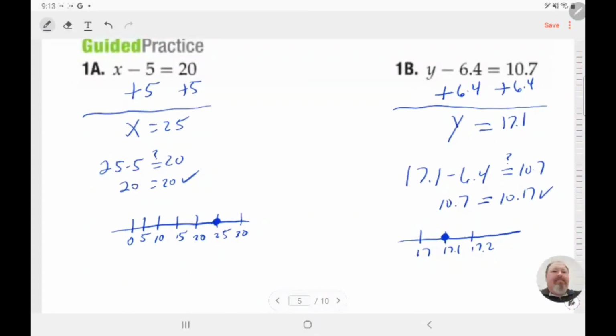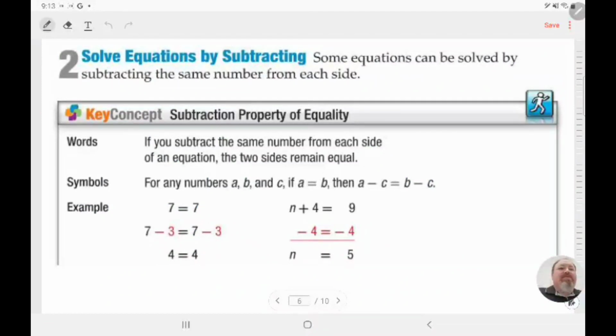All right. Now let's look at subtracting. So some equations can be solved by subtracting the same number from each side. So if you subtract the same number from each side of an equation, the two sides remain equal. So for example, just like addition, if I subtract 3 from both sides, I still end up with answers that equal. So 7 equals 7, subtract 3 from both sides, I get 4 equals 4.